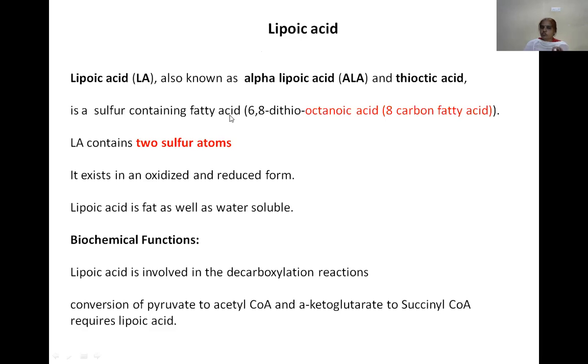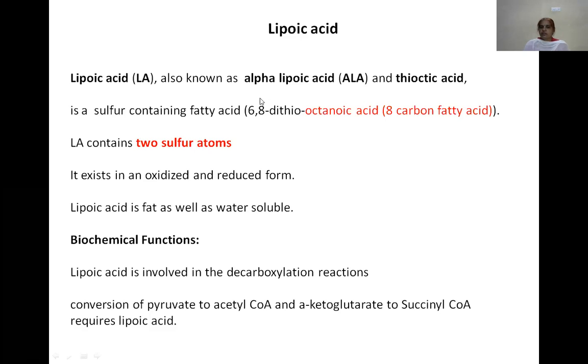That's why it is also called 6,8 dithiooctanoic acid. What is meant by octanoic acid? It shows an 8 carbon fatty acid. So lipoic acid is a sulfur containing fatty acid. If the examiner asks what the sulfur containing amino acids are or what the sulfur containing fatty acids are, don't confuse them: the sulfur containing fatty acid is lipoic acid.